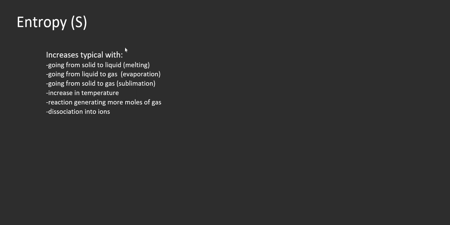So we're just going to look briefly at some examples where we typically see increases of entropy, and this is what you can look for when you go trying to predict what the entropy is going to be for the reaction that you're looking at. So we're typically going to see an increase of entropy with the following situations. So going from a solid to a liquid when you melt a substance.